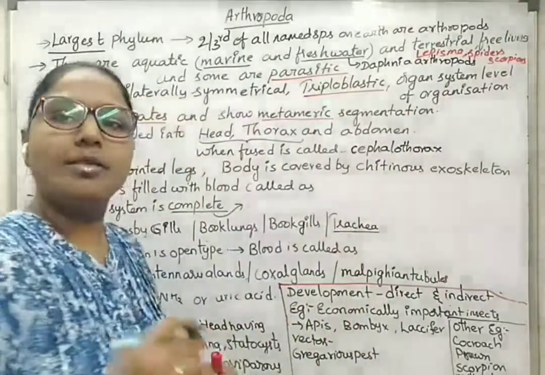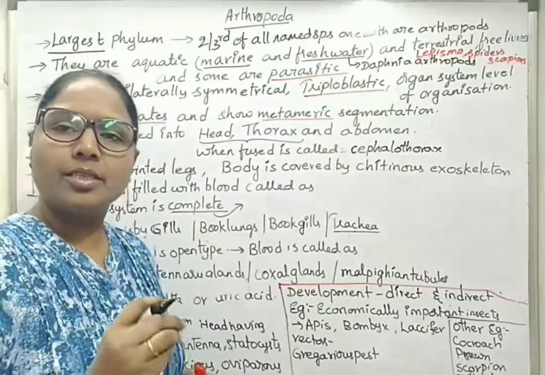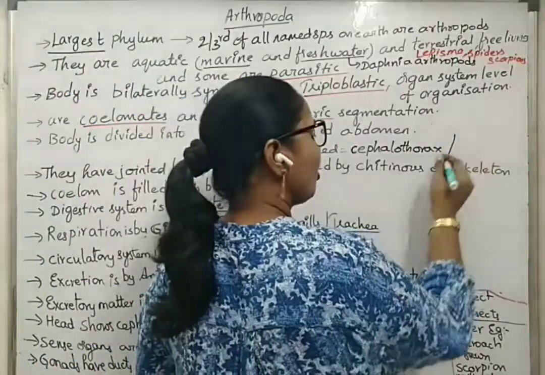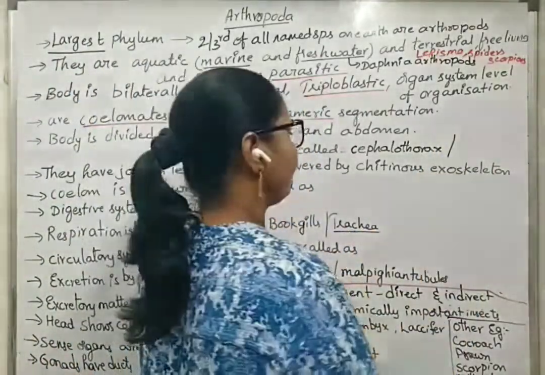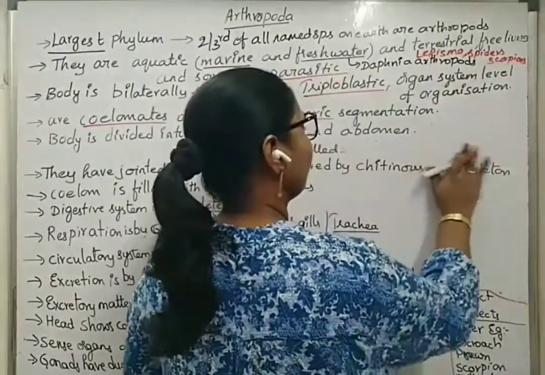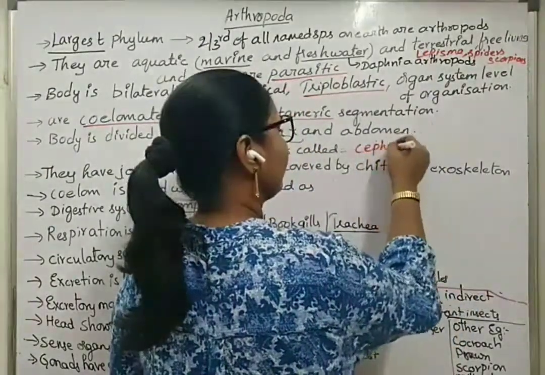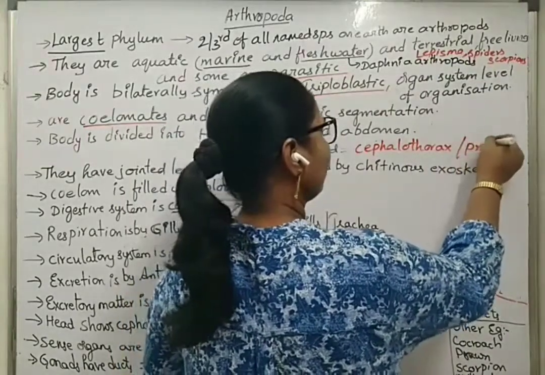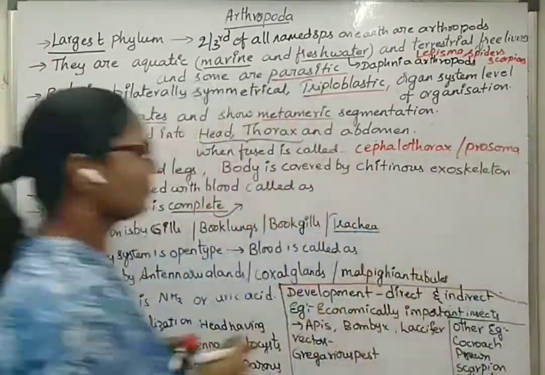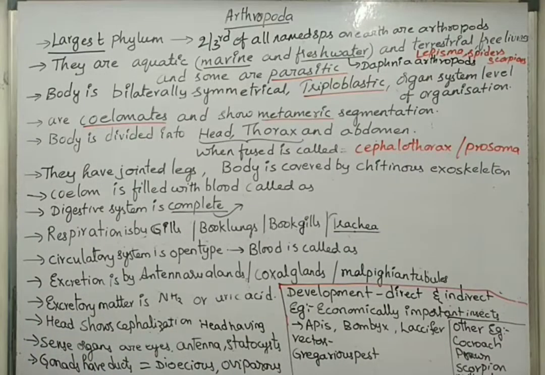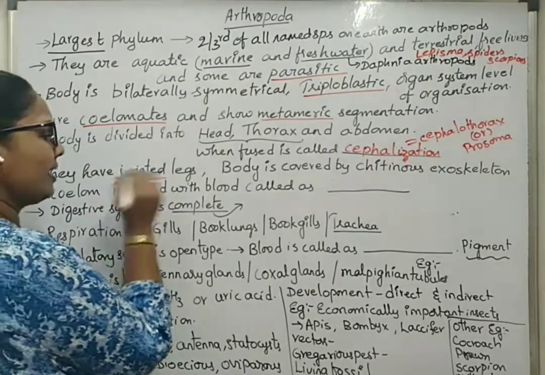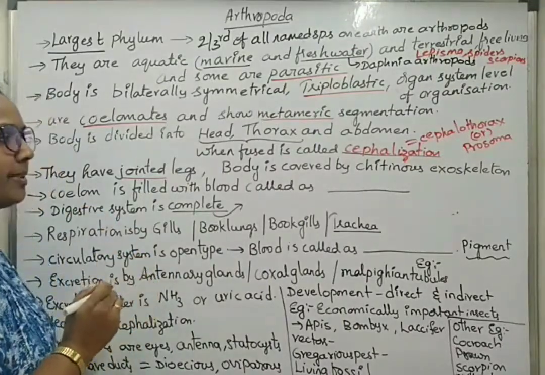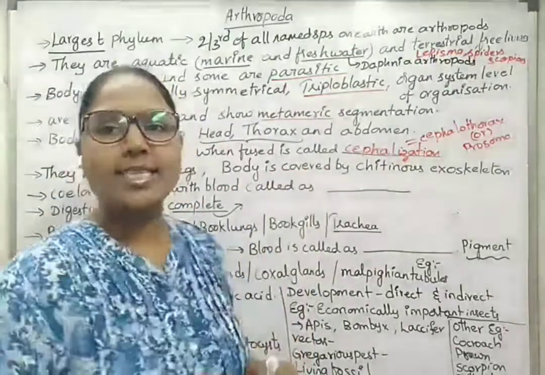In some arthropoda, both head and thorax are fused. Such structures are called cephalothorax. Cephalothorax is also called prosoma. They have jointed legs. Legs are also termed appendages, which help in locomotion. Next, the body is covered by a chitinous exoskeleton.